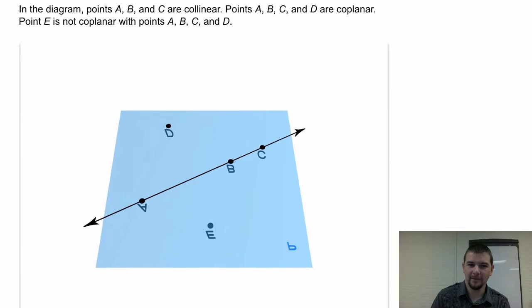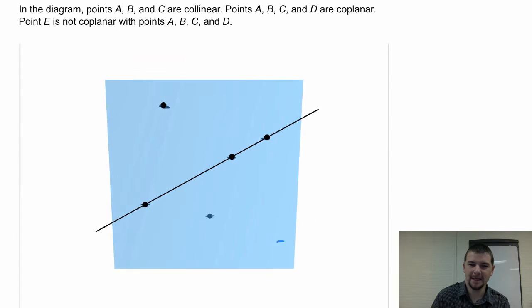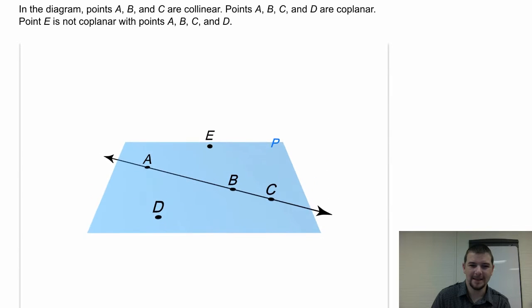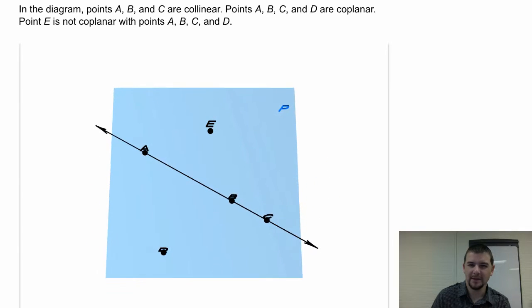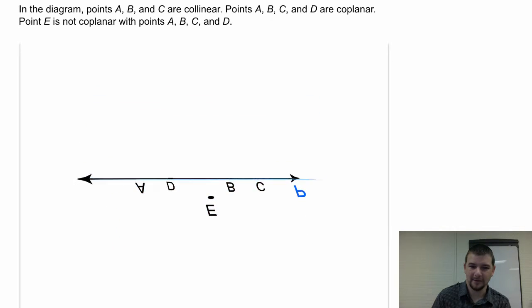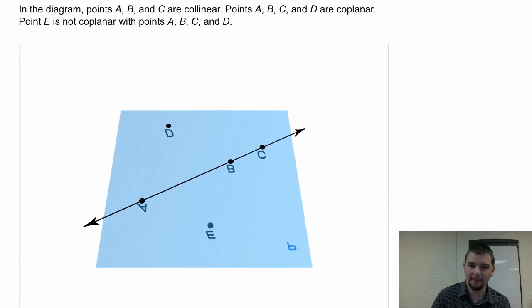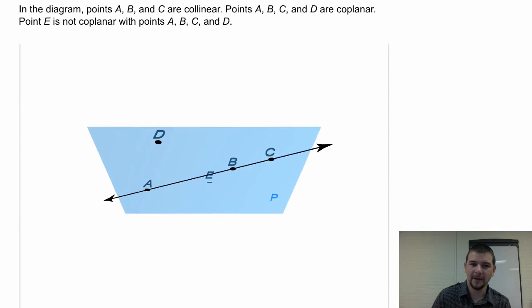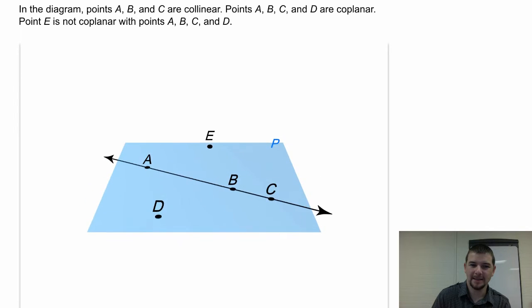In the diagram, points A, B, and C are collinear points. Notice how they're all in the same line. Points A, B, C, and D are coplanar, meaning they're all in the same plane. Point E, notice, is not coplanar with the points A, B, C, and D.